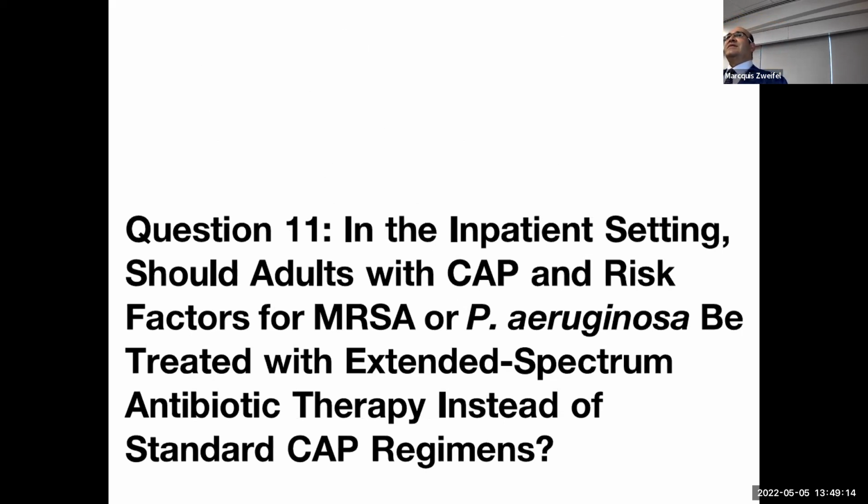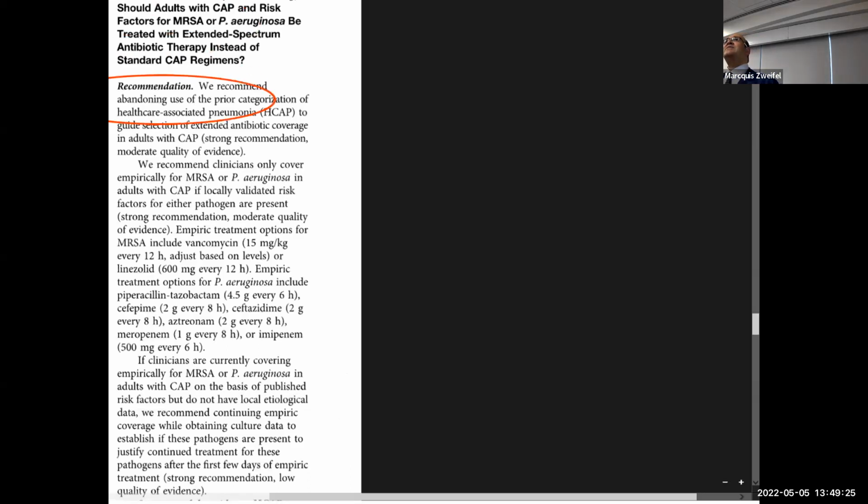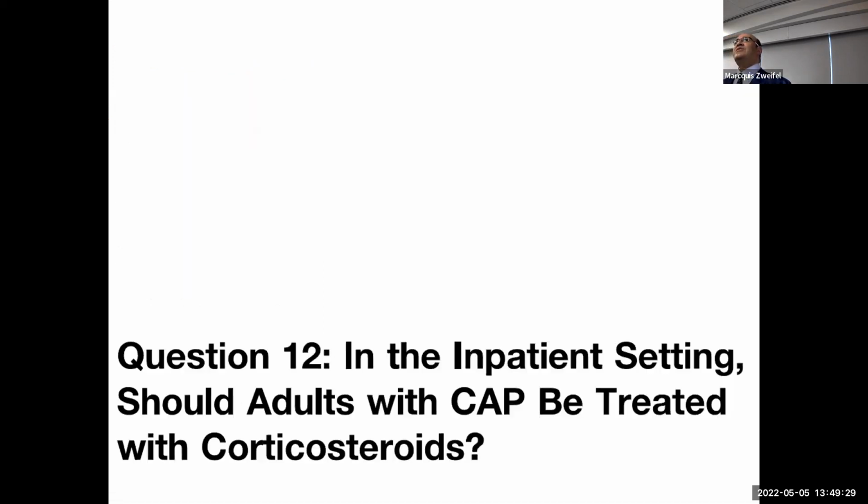Okay, so this is: adults with community acquired pneumonia and risk factors for MRSA or Pseudomonas, should they be treated with extended spectrum coverage? So this is what we answered in this question. So we recommend it if you have severe.